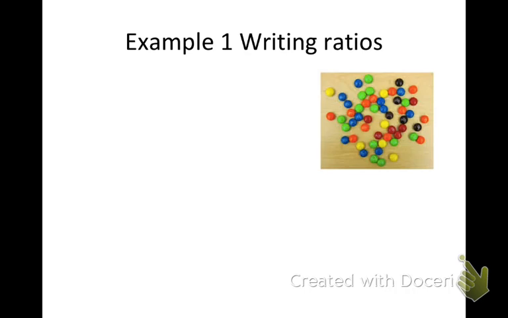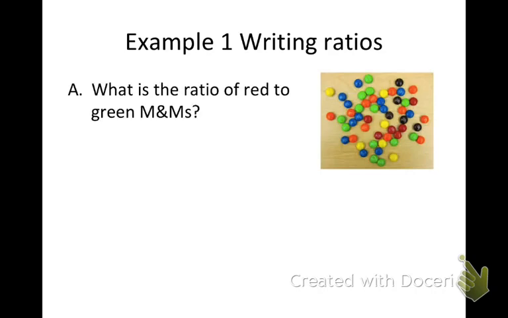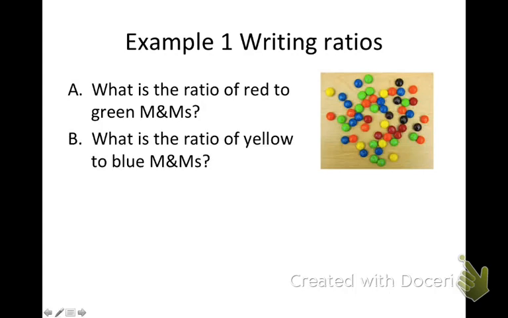So let's look at how we can write examples of ratios. Example 1, you're writing this in your notebooks, writing ratios. You don't need to copy down the picture of the M&Ms or Skittles, whatever you want to think they are. What is the ratio of red to green M&Ms? Just like we did with our Skittles activity, you would count the number of red M&Ms that you see in the picture. So there's 1, 2, 3, 4, 5, 6, 7. There's quite a few red M&Ms.